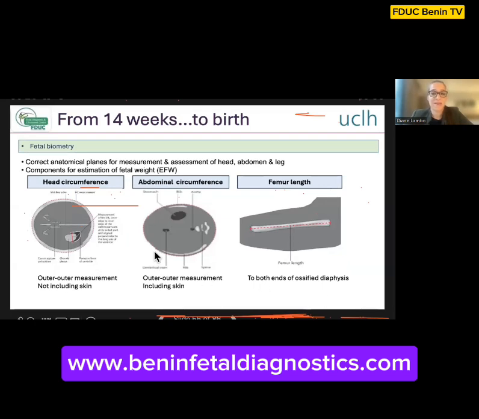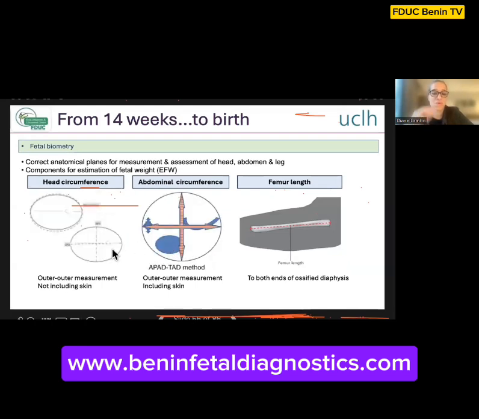Now for the head and the abdominal circumference, you can use either an ellipse on your ultrasound machine as shown here, or you can take the diameters. So you can measure the biparietal diameter on the head and the occipitofrontal diameter, so from front to back. Similarly with the abdomen, you can measure front to back and side to side, rather than using the ellipse, depending on what function your ultrasound machine has.